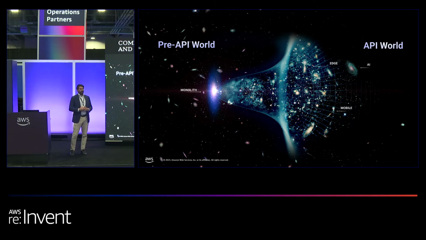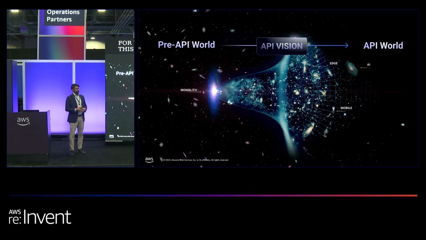And in order for us to be successful with this transformation, we must have an API vision that we execute against. If we do have a vision for our business, we must have a vision for APIs. I mean, look at AWS. AWS wouldn't have been possible without a vision for APIs. And typically, to go from a pre-API world to a successful API world, we need to have a few pieces in place in our API vision.